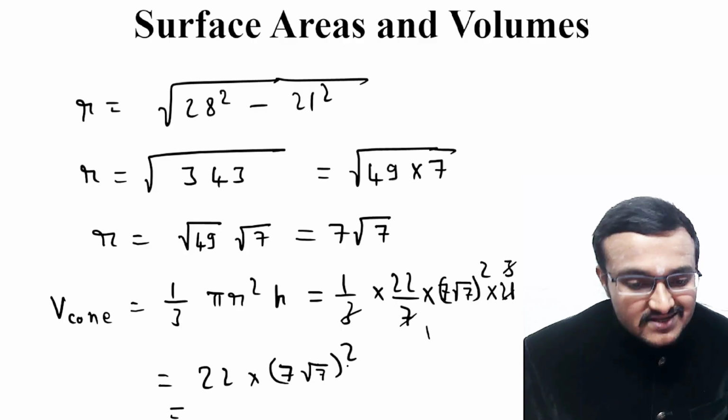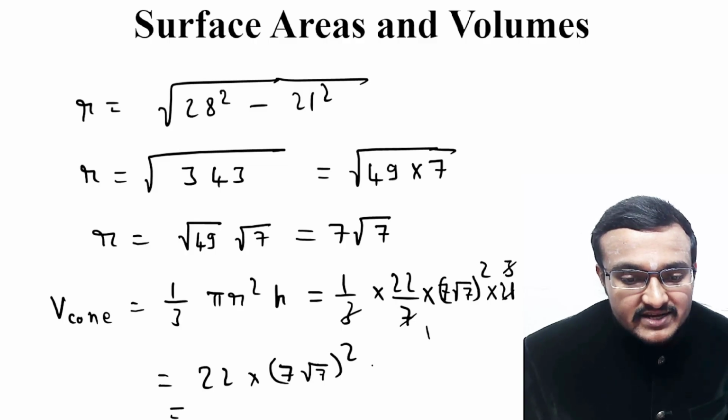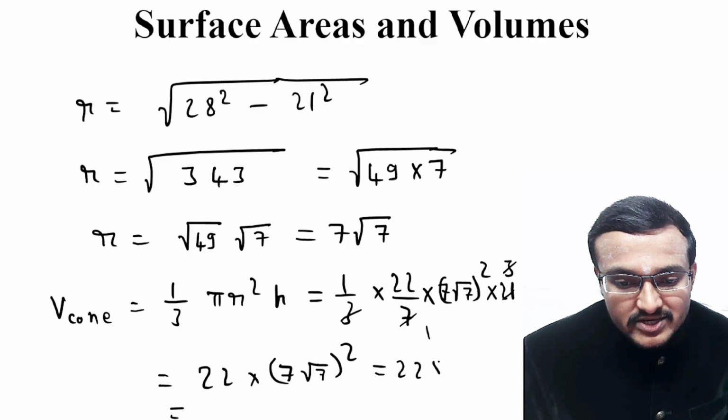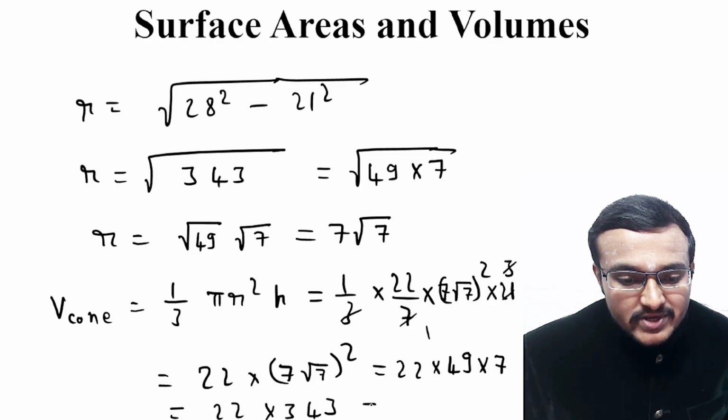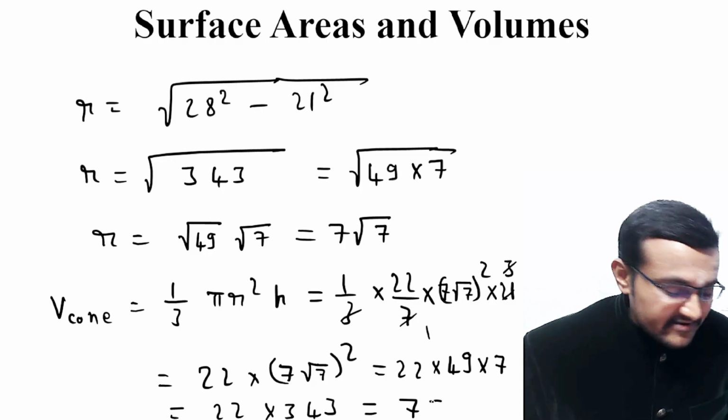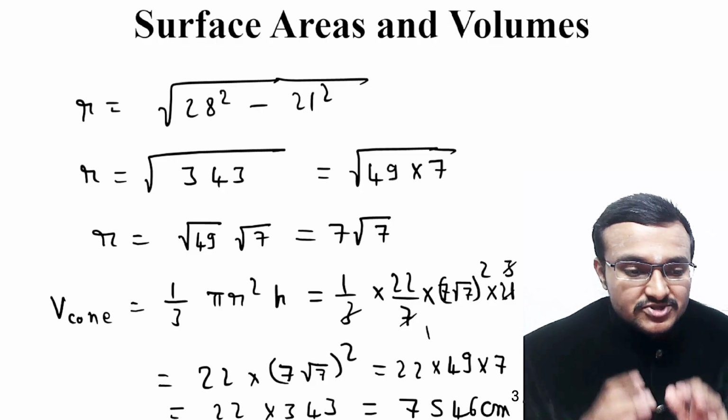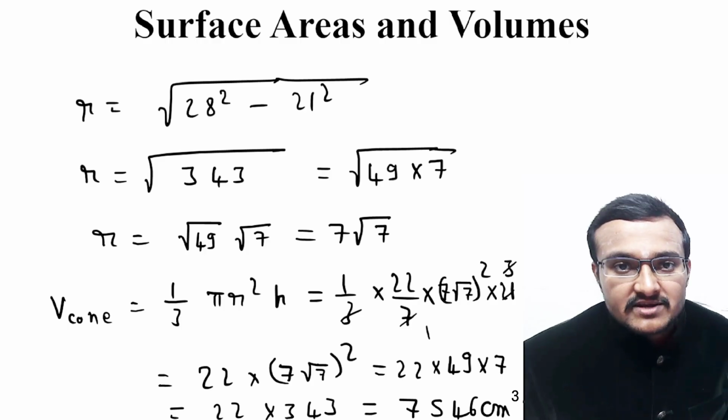Root 7 whole square is 7. So 7 sevens are 49. So this you can write as 22 into 49 into 7. 22 into 49 into 7 is 343. So when you solve this, 22 into 343 will be 7546. So this is the volume of this right circular cone.